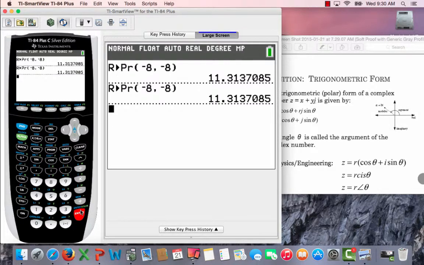Now when I did it by hand, I got 8 square root of 2, and I hit enter twice by mistake there. So I'm going to check. Again, the graphing calculator won't give you the radical or the exact answer, but it will give you the decimal approximation, so I'll show you.